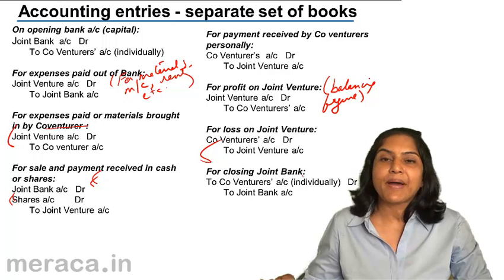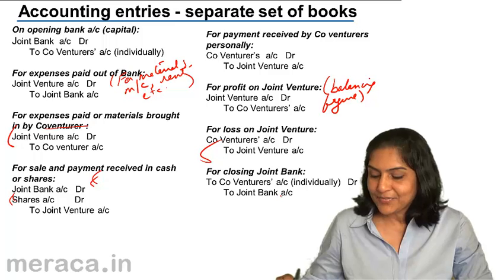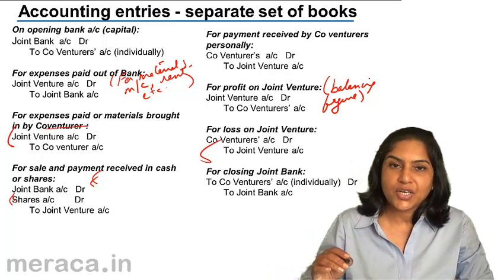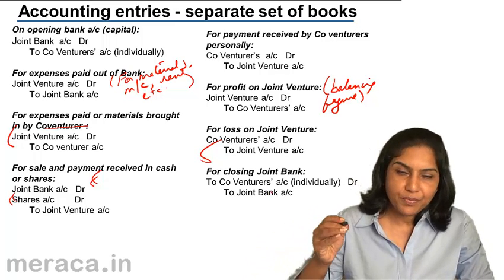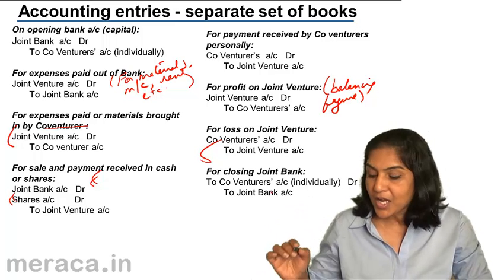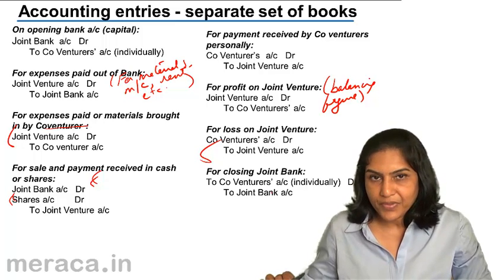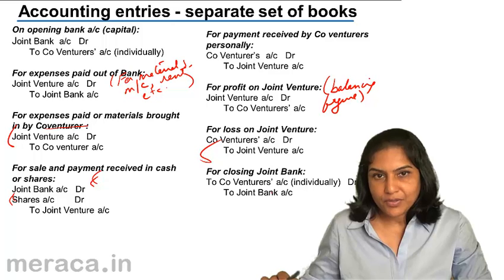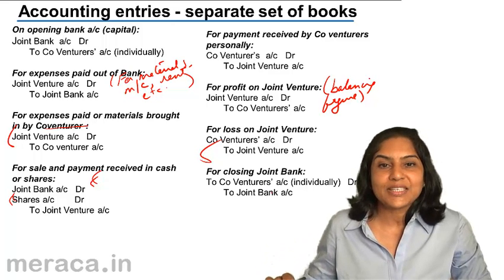Finally, the joint bank account would have to be closed. So it would be closed by transfer to the co-venturer's account. Akash's account debit, Vikash's account debit. Depends, it could be 2 lakh, it could be 5 lakh, 6 lakh, depending. We would know it from the co-venturers, from the balancing figure in the co-venturers accounts. Co-venturers account debit to bank. With this, all accounts will stand closed.